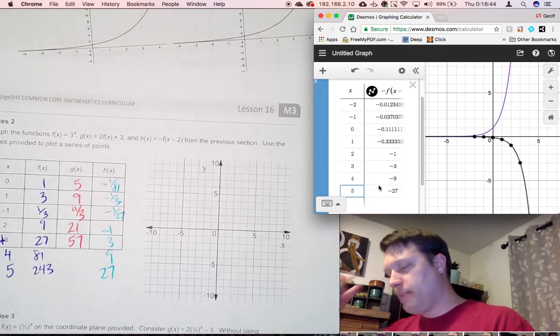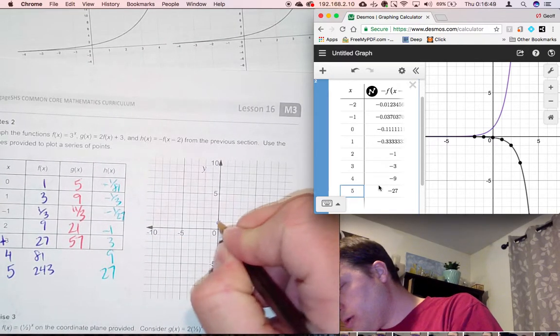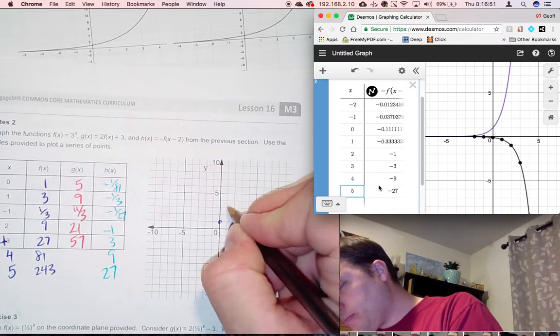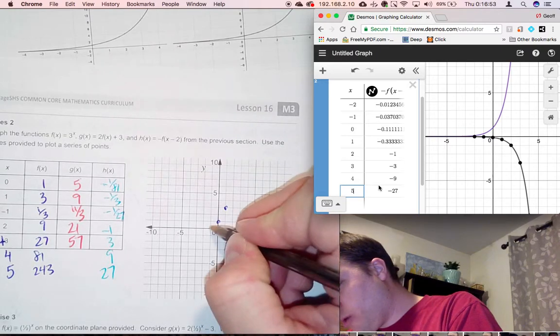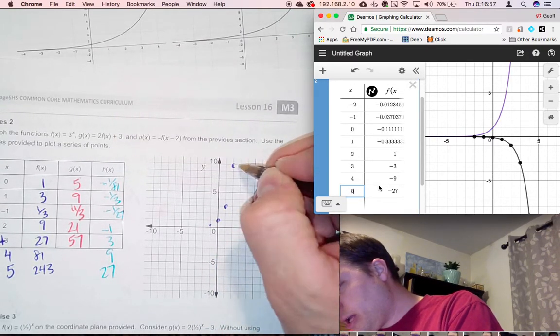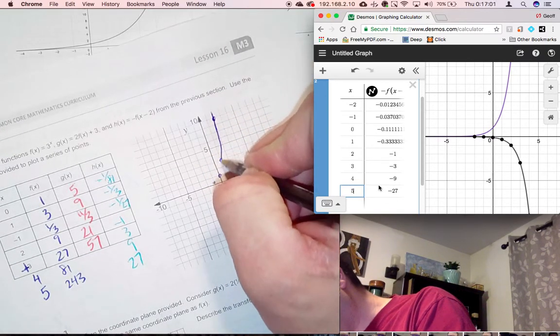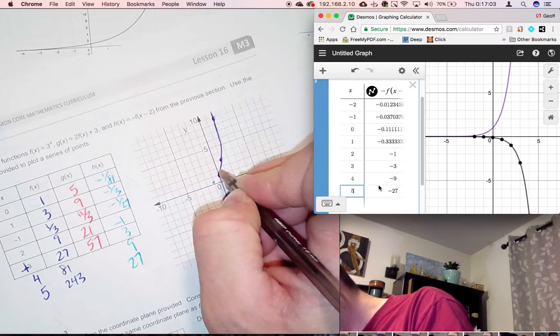Okay. So to plot f of x, I'm going to plot 0, 1, and 1, 3. Negative 1 and 1/3. 2, 9. I can't really plot more than that. So this is 3 to the x.